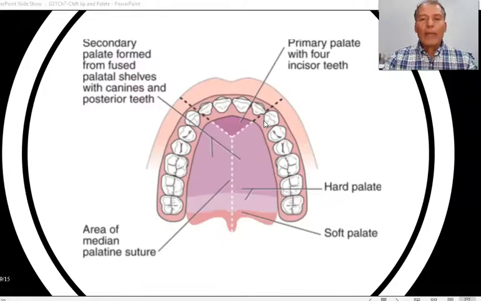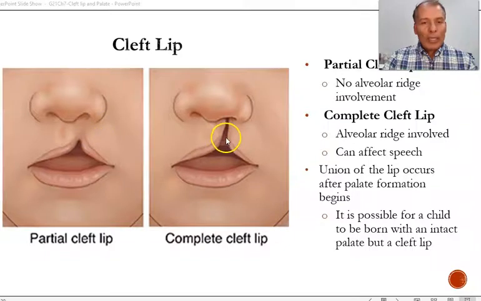And then the other situation is when the alveolar ridge is not included, then that is just partial. It mostly involves the upper lip, just one side, and it is repaired, and it is the easier situation. And again, this can happen because the alveolar ridge and the anterior part of the palate get developed before the start of the fusion of the upper lip.